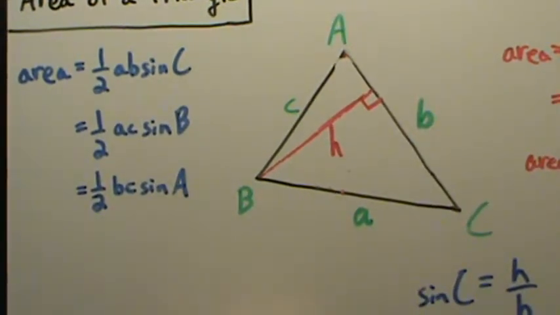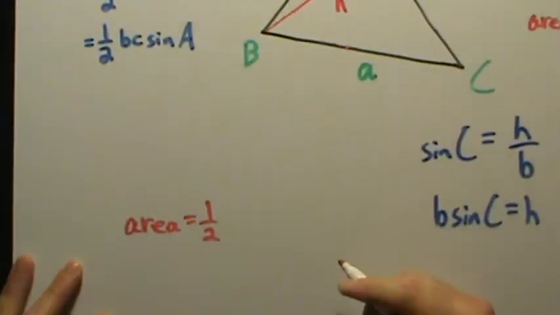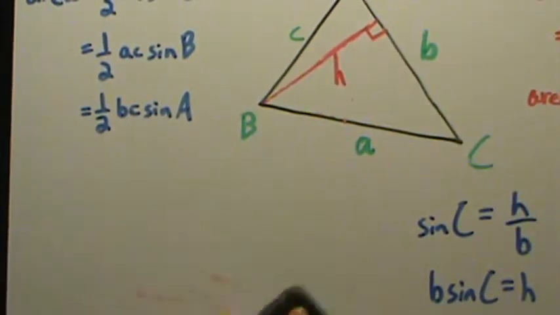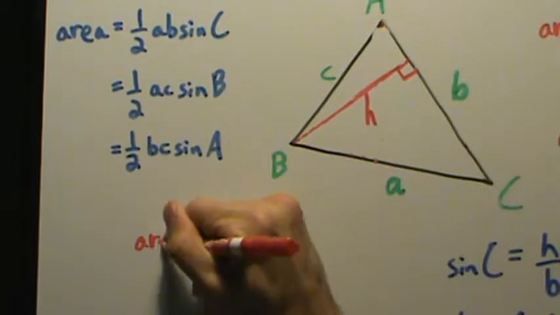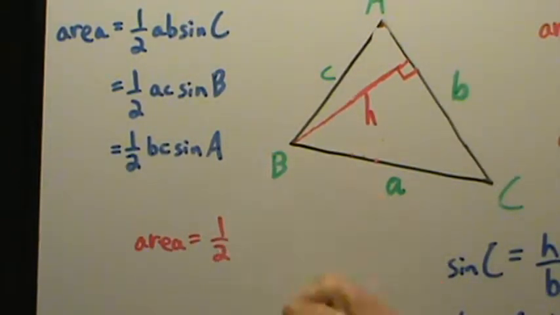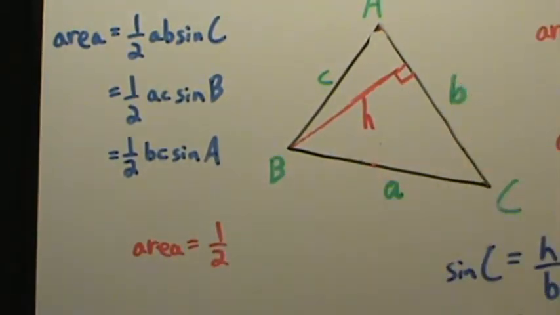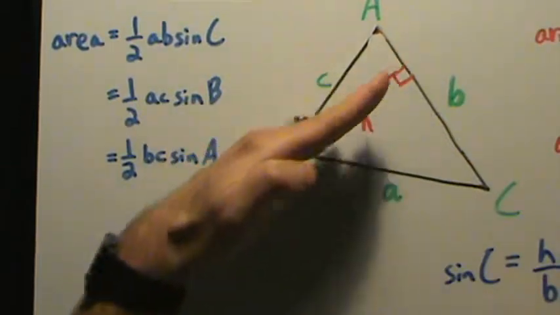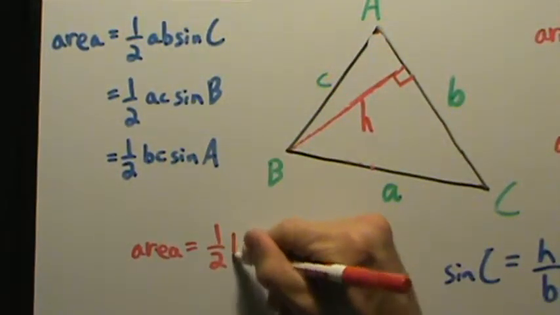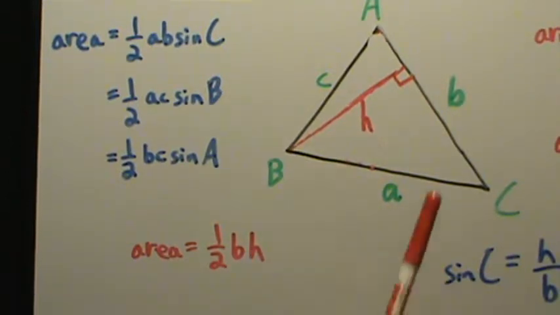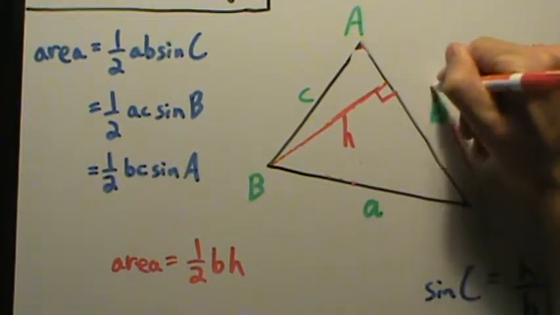Area equals 1/2 times the base. Now the base is b. So we're going to think of this triangle. Here's the height, so then this is going to be the base. So the base is b, 1/2 times base times height. b is the base and h is the height. This b, remember, is still this whole thing here.